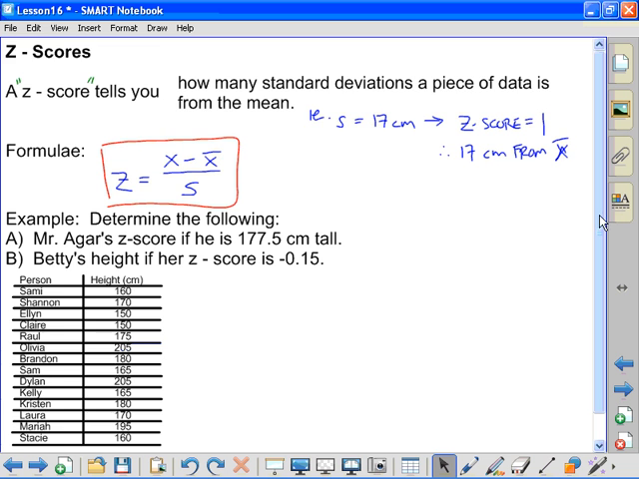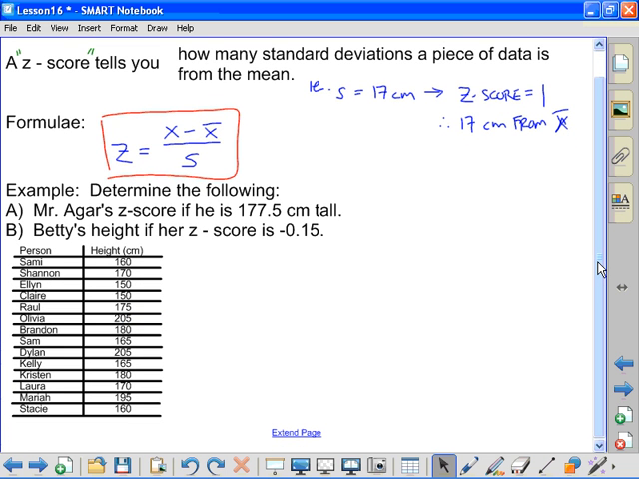For the example that I have here, determine the following. Mr. Egger's Z-score, if he's 177.5. From the previous example, I'm not going to go through and calculate it again, because eventually it's going to be all one question, especially on a test format. The mean for the class was 173.6, I believe, and we calculated the standard deviation to be 17.9 centimeters. So that's from earlier, from example 1.